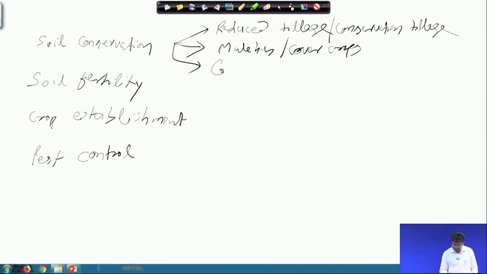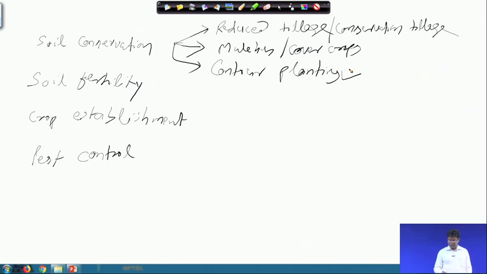So, physical measures such as contour planting. When our purpose is soil conservation, to protect the soil from wind or water erosion, then we go for contour planting. It is a physical method where we plant the crops across the slopes, so that the soil loss can be minimized through contour planting.